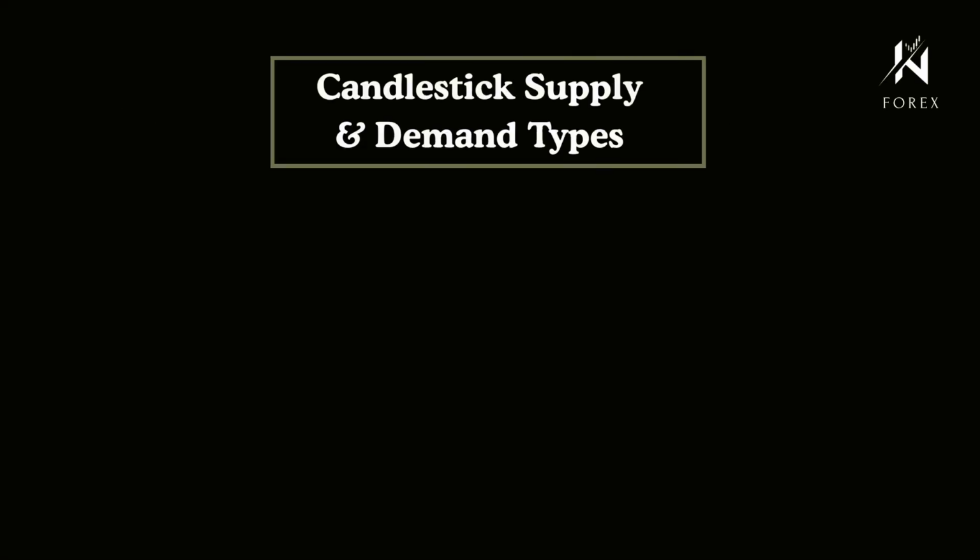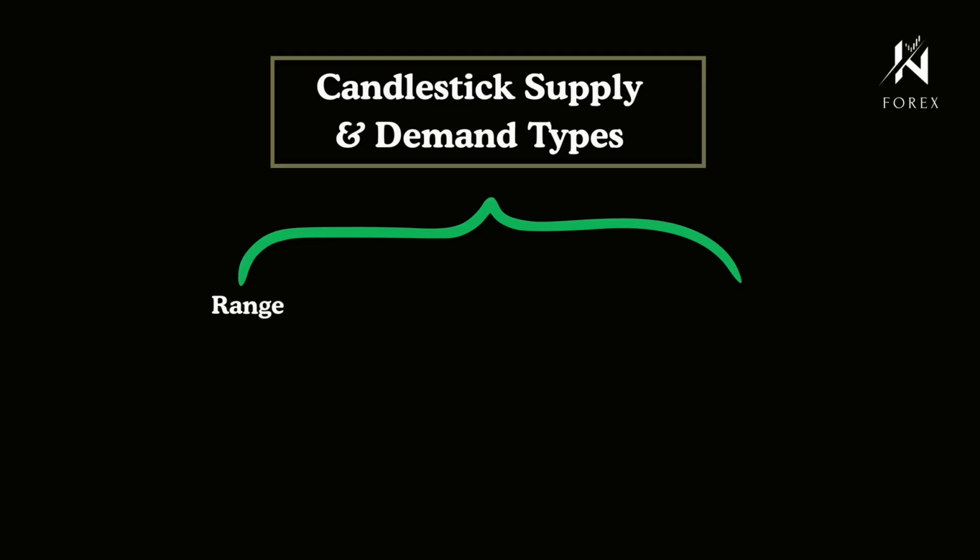There are 3 distinct methods to mark supply and demand zones using candlestick patterns. The first technique emphasizes identifying candles confined within a range. The second technique centers around the pivot candle, while the third utilizes a fractal formation as the designated supply or demand zone.